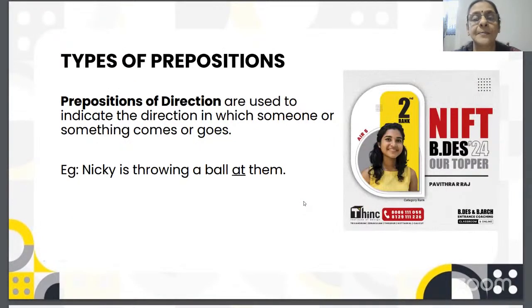Now, what are the types of prepositions? You have prepositions of direction. They are used to indicate the direction in which someone or something comes or goes. For example, Nikki is throwing a ball at them. So it shows a direction at which the ball is being thrown.